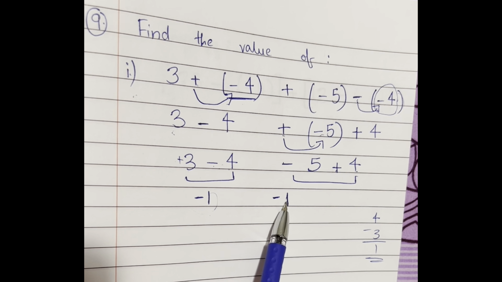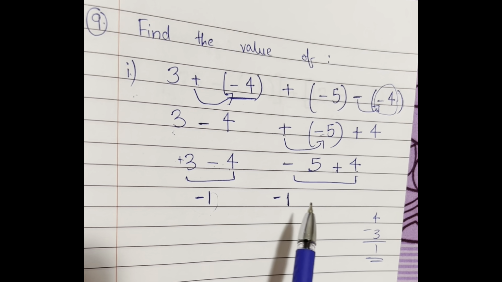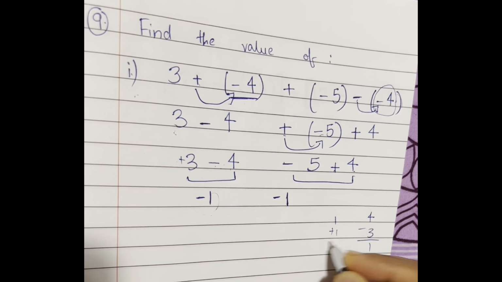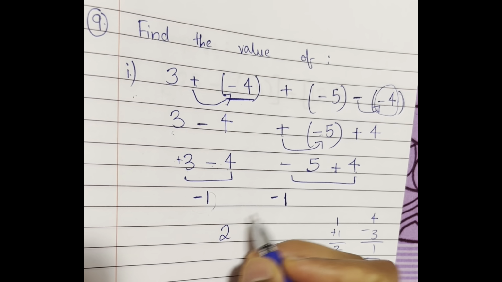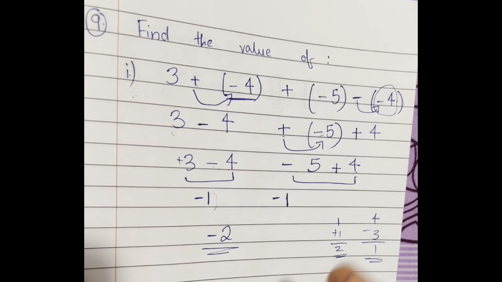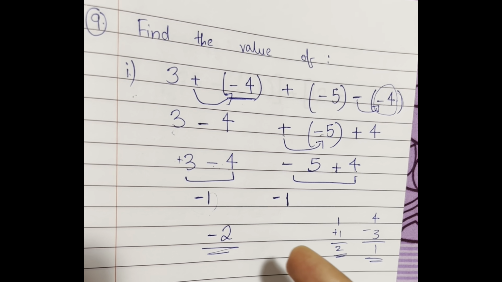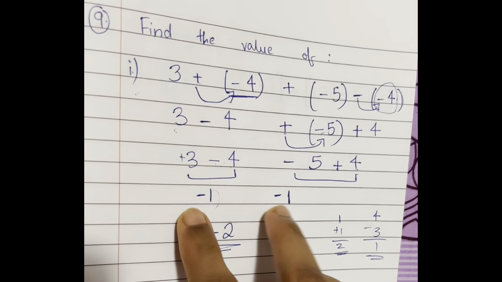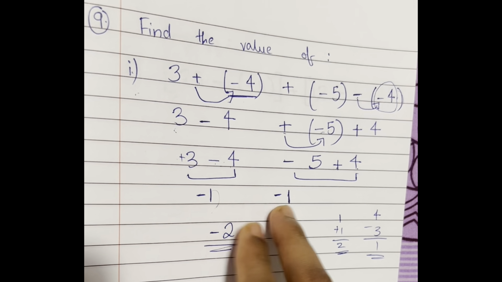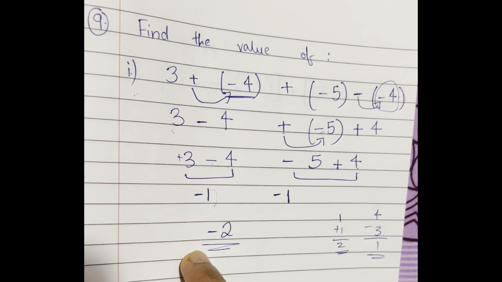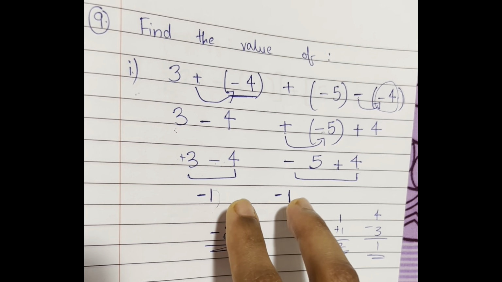Both are negative integers. So when both are negative integers, you will add. So 1 plus 1, answer is 2, and then put the common sign minus. We studied in the beginning there are two rules for addition of integers. When two negative integers come, you will add those numbers, then put the common sign. So here the common sign is minus. So when both are negative integers, you will add them.